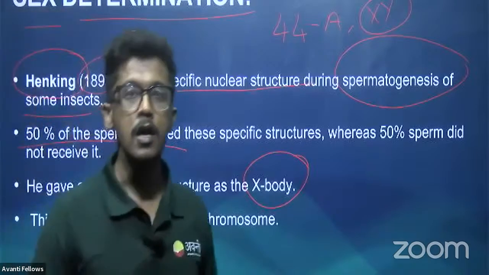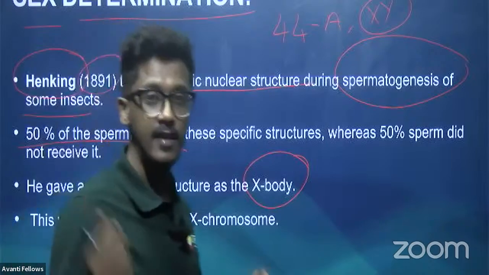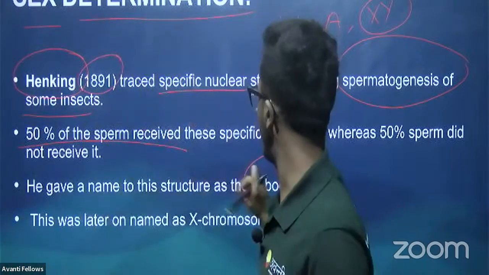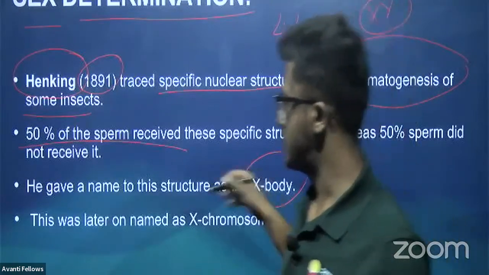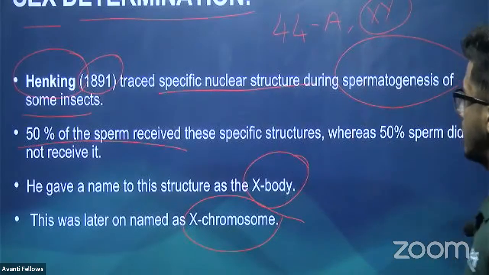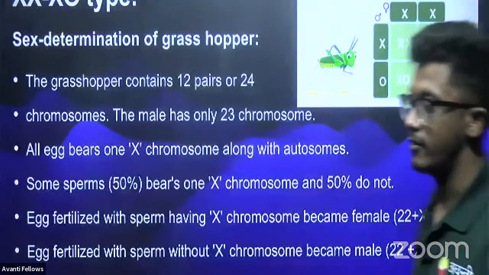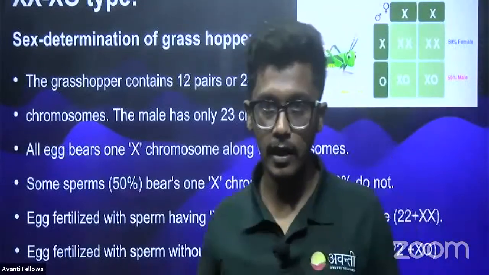So now what happened? He observed under the microscope that there is a special body that is being seen. So this he called as X body. Clear, no? This he gave the name X body. So later, the same X body is now called X chromosome. So that is why we call it chromosomal basis of sex determination. Got it? So first we go for different types of sex determination.